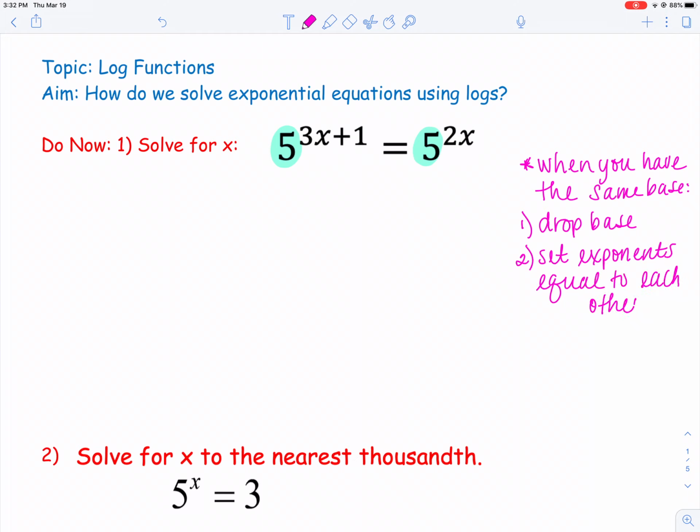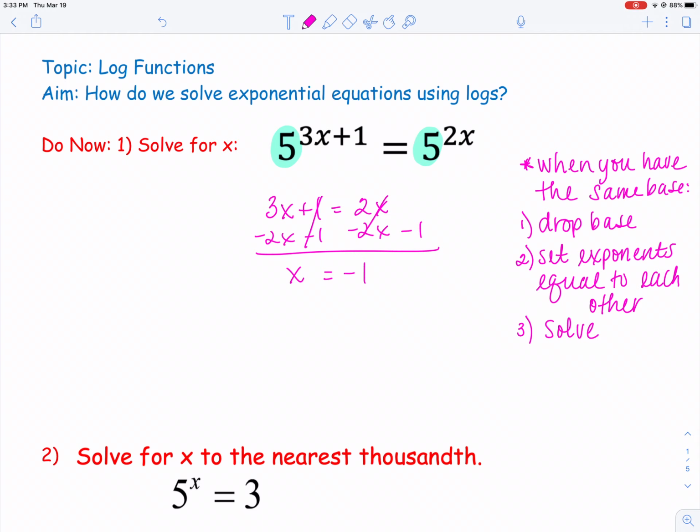So here we would take 3x plus 1, set it equal to 2x. I want to subtract the 2x, and then I'm going to move the 1 over to the other side, and I wind up with x equals negative 1. That's it. You're setting, and then you're solving.